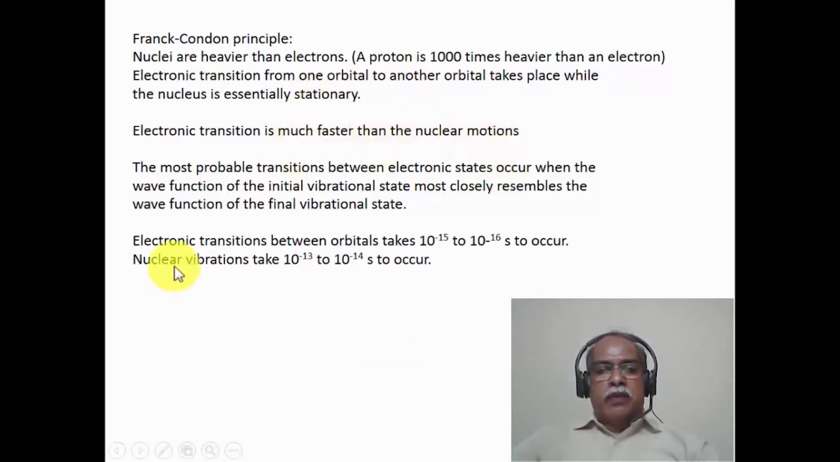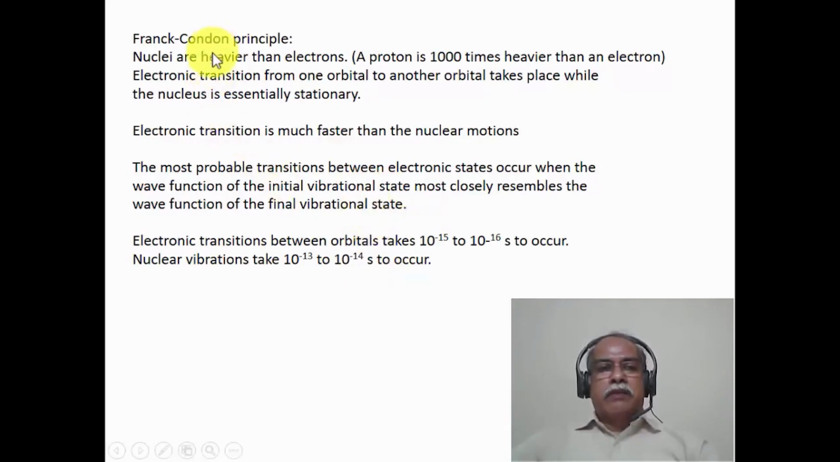In terms of time scale, the electronic transition takes place in the femtosecond time scale, 10 to the power minus 15 to 10 to the power minus 16 seconds. Whereas the nuclear vibration, in other words, the interatomic distance changes, take place essentially in the sub-picosecond, which is 10 to the power minus 13 to 10 to the power minus 14. In other words, the electronic excitation is at least 2 orders of magnitude faster than the nuclear vibration in terms of the time scale that is involved in the system.